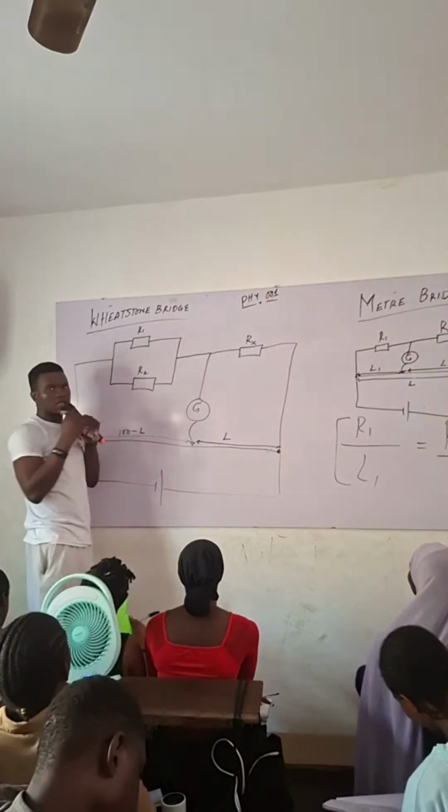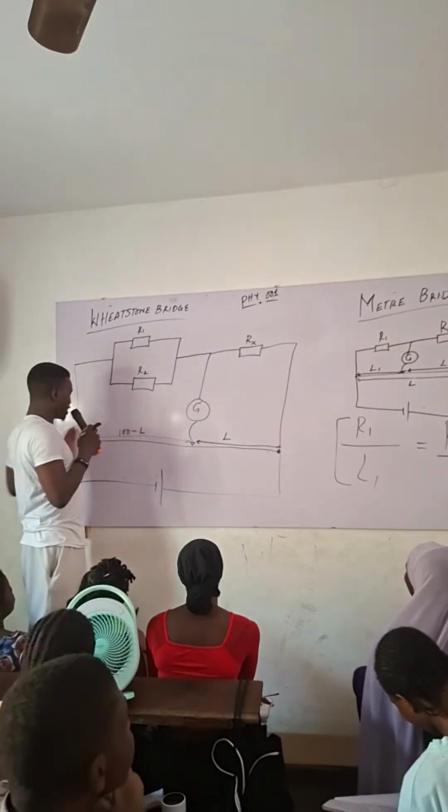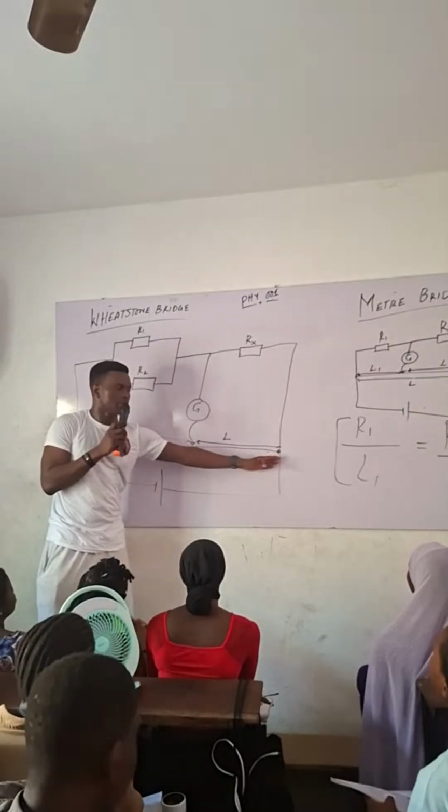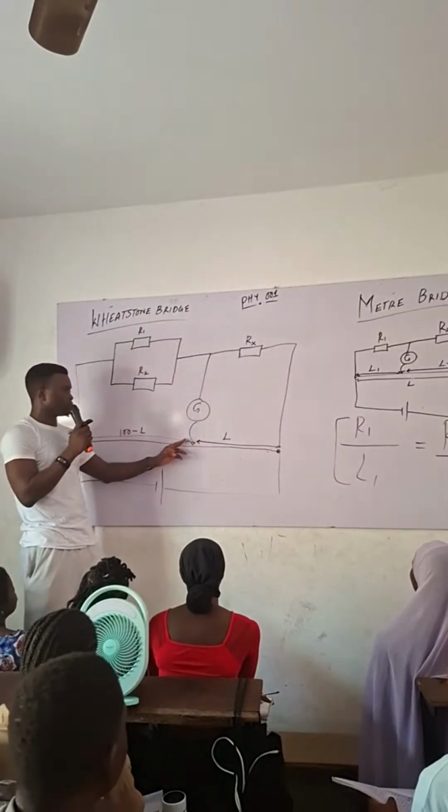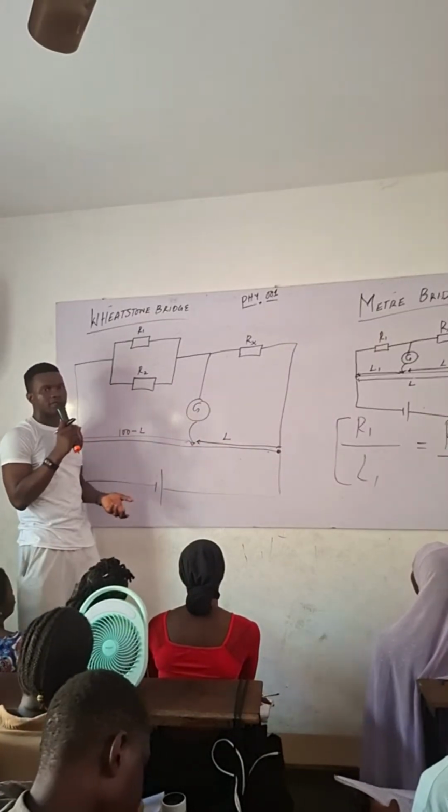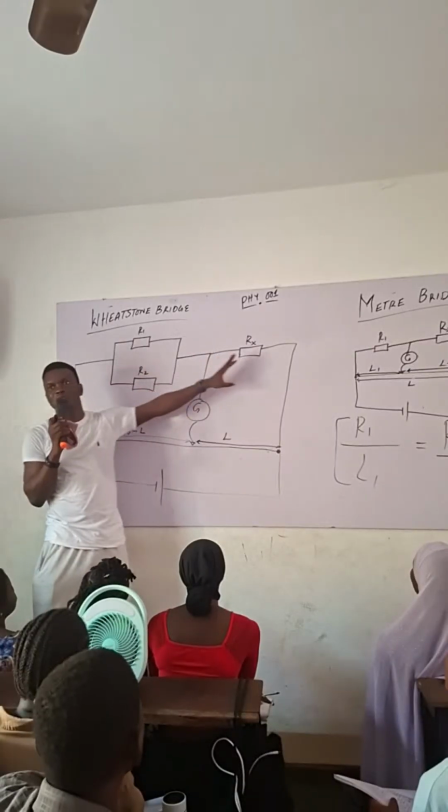Do you understand what I did here? I'm trying to tell you that from here to here is 100. If from here to here is L, then from here to here will be what? 100 minus L. So now, how do I determine Rx here?